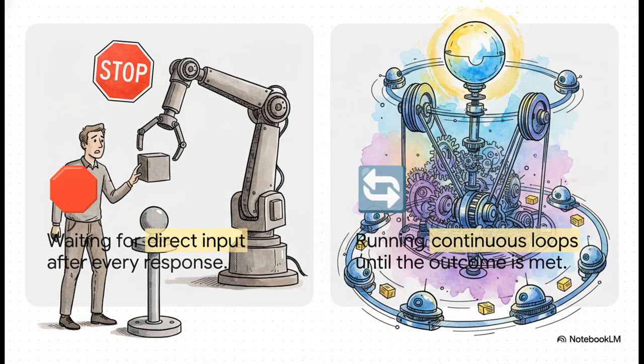So the crucial point is really captured when you compare the two. Normal chat modes require us to wait for direct user input after every single response. It's tedious, right? But the /goal feature runs continuous loops based on time intervals, external scripts, or conditions until the actual outcome is met.